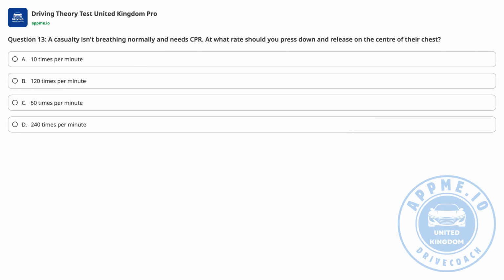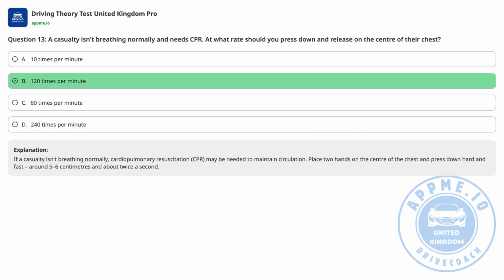Question 13. A casualty isn't breathing normally and needs CPR. At what rate should you press down and release on the center of their chest? A. 10 times per minute. B. 120 times per minute. C. 60 times per minute. D. 240 times per minute. The correct answer is B.